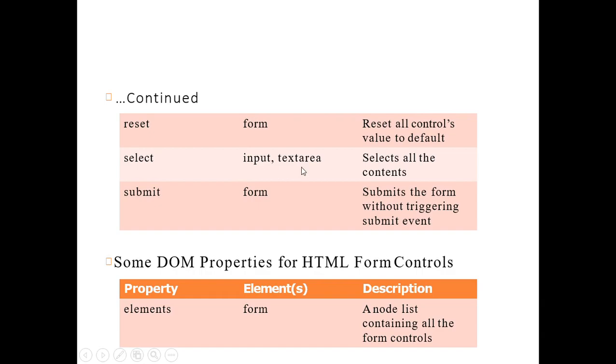Input text area, select all the contents. It means which content you are going to use, that select you can use here. Next is submit form. Submit the form without triggering the submit event. If you click the submit button, then it will submit your form. So these are the methods. These are the predefined methods in JavaScript which you can use for your form validation.